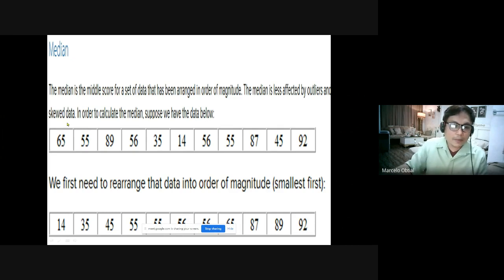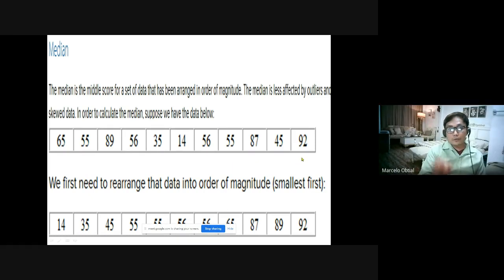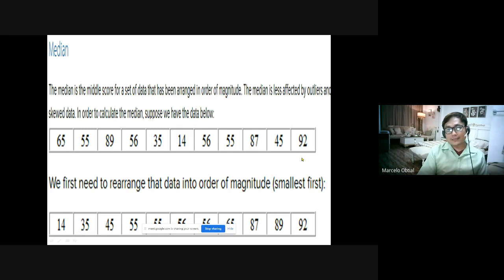Wait, let me recount, my eyes are getting tired. 1, 2, 3, 4, 5, 6, 7, 8, 9, 10, 11. It's 11, so it's odd. Obviously, we have one central value there. But the instruction said that when dealing with the median, we need to arrange the data first from the lowest to the highest. Since it was disarranged, this is now arranged from the lowest to the highest. After arranging, we locate the middle value.